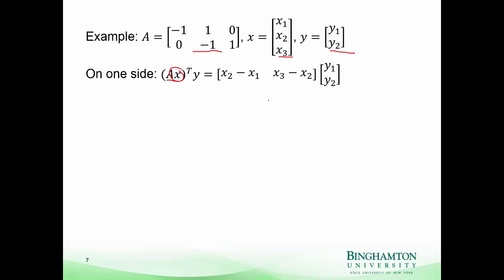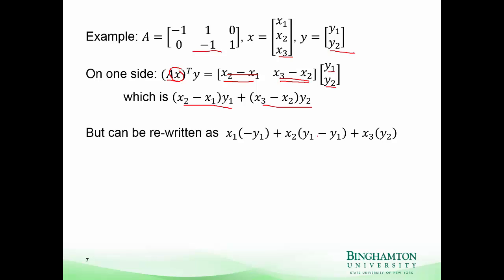And if we work it out, here is the result of A having operated on X. So we get these two elements. And then if we work that out, we get something that looks like this. So it's going to be x2 minus 1 times y, that's this first term, then x3 minus 2 times y2, that's the second term, and we add them all up. Now let's just do a little bit of algebra and manipulate this around.